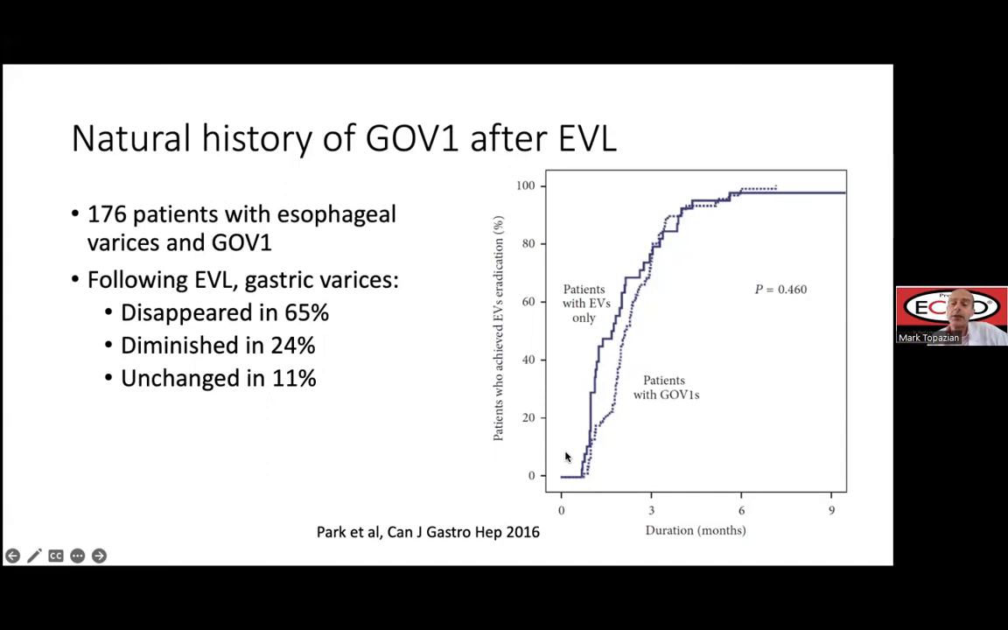And they also had this interesting figure, which shows the patients who achieved eradication of their esophageal varices over time. Here's time on the x-axis. And you can see that the curves were very similar, whether you had esophageal varices only or you had esophageal varices with GOV1. So their paper suggests that when there is GOV1, we should focus our efforts on treating the esophageal varices.